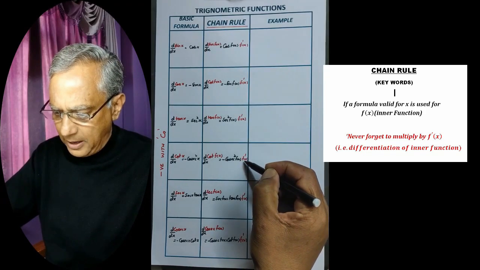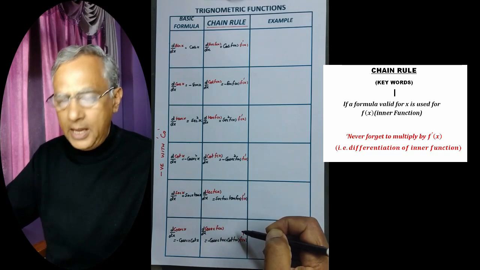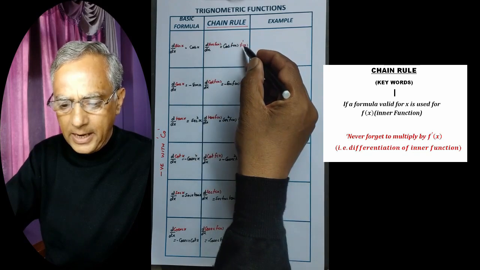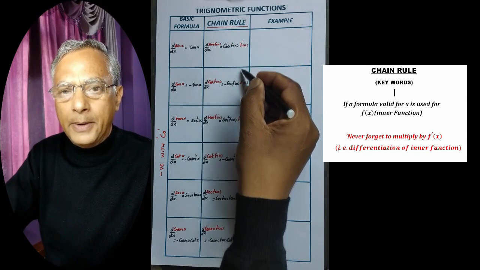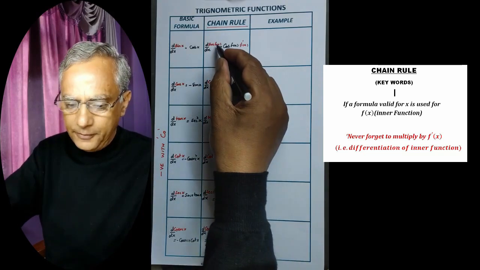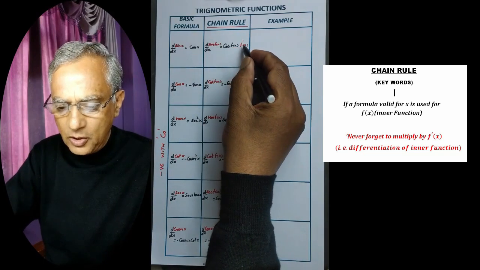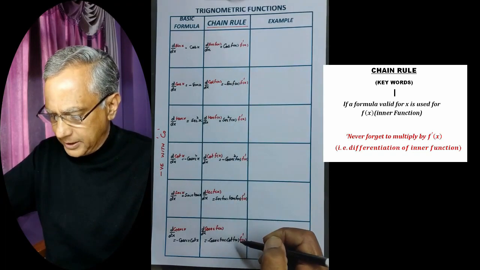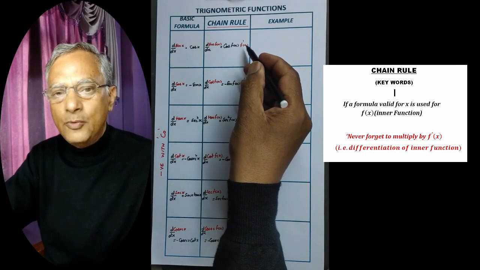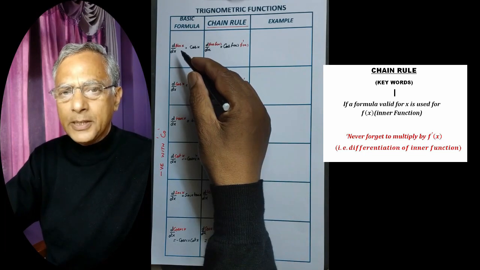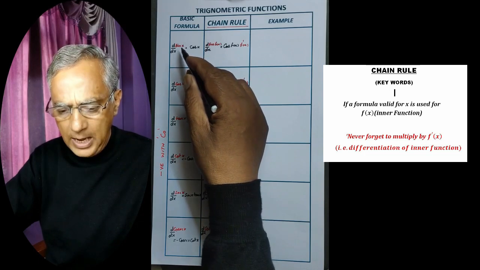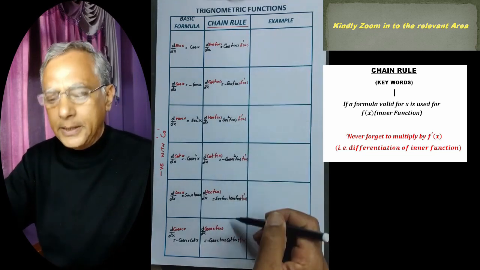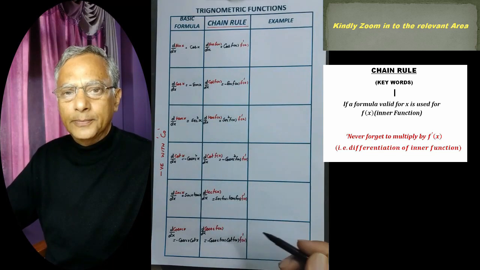In all these cases, we have multiplied by the differentiation of the inner function. If instead of x we have an inner function, then never forget to multiply by the differentiation of the inner function. If this inner function is x, then the differentiation of x, d by dx of x, is 1. Then this will in all the cases be 1. Differentiation of the inner function will be 1. You can remember the chain rule as: if a formula valid for x is used for f(x), never forget to multiply by the differentiation of the inner function.